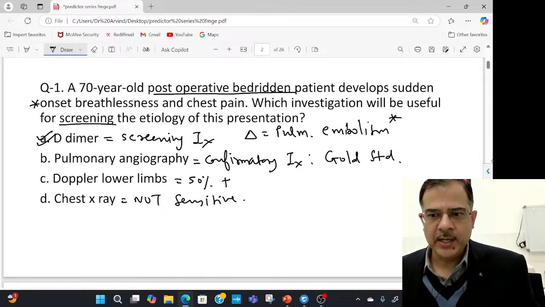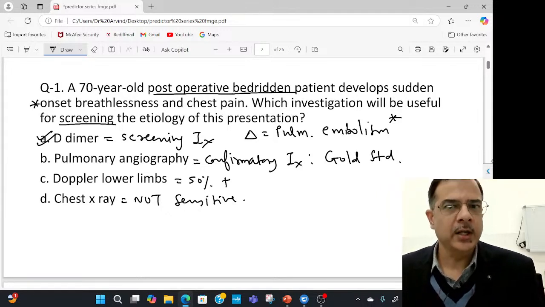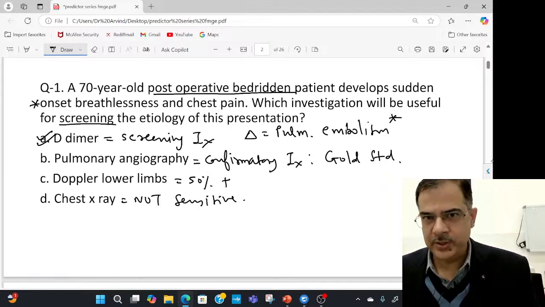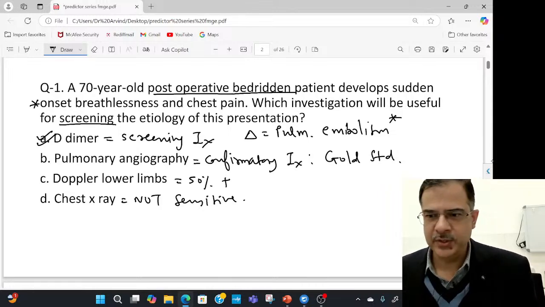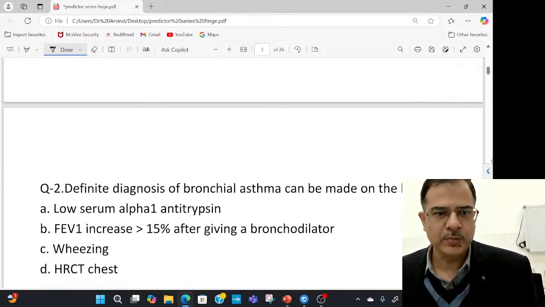Now, moving on to the next one. So know this point, do this topic of pulmonary embolism very importantly, for radiology as well as respiratory medicine. Correct. Now come to question number two.